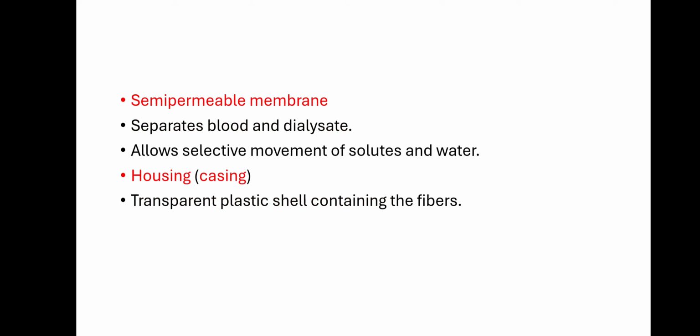Then the semi-permeable membrane and the casing. These are the other two components of the dialyzer. The first one, the semi-permeable membrane, separates the blood and dialysate compartments. It allows the selective movement of solutes and water. The casing of the dialyzer is a transparent plastic shell containing the fibers.